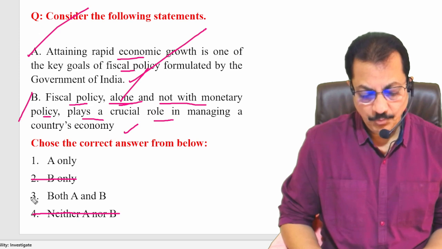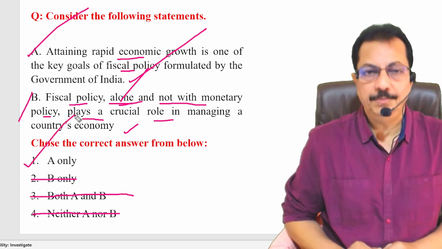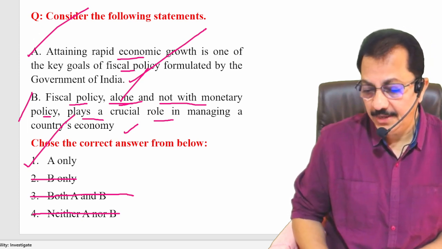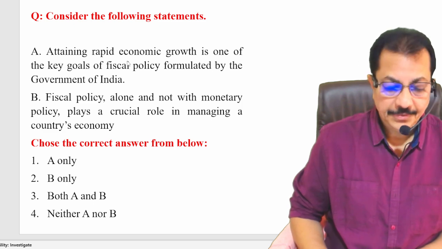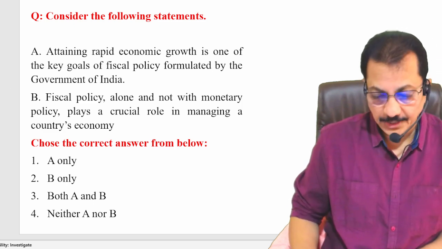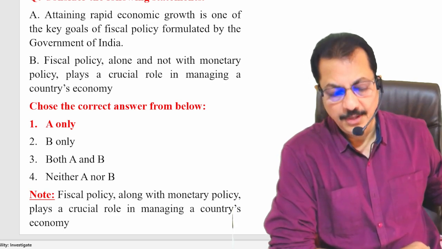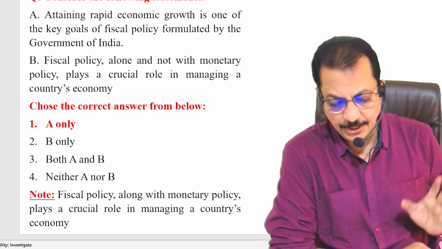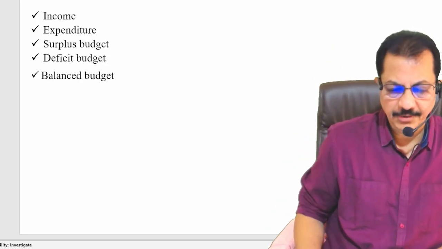So here both A and B is also wrong. Then obviously my answer should be option 1. Am I clear? Very important one. You have to read the question carefully and look at the answer. That's it. In the note we have given, fiscal policy along with monetary policy plays a crucial role in managing the country's economy. Very important.